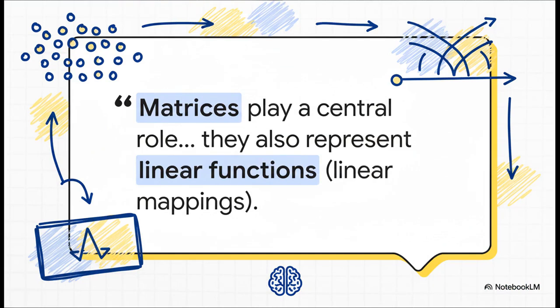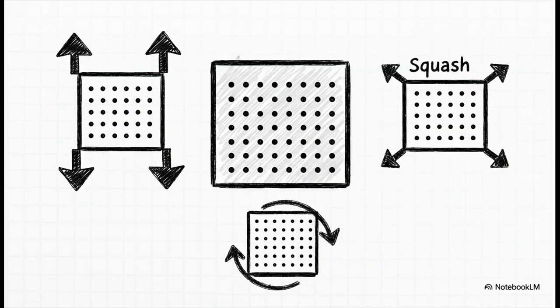As the source material puts it, matrices are way more than just grids of numbers. They're operators. They represent things called linear functions, which is just a fancy way of saying they perform predictable actions on our data, like stretching, squashing, or rotating it. Honestly, the best way to think about a matrix is as an action verb for our data. When we multiply our vector by a matrix, we're not just getting a new vector back out. We are fundamentally changing the entire space where all of our data points live.